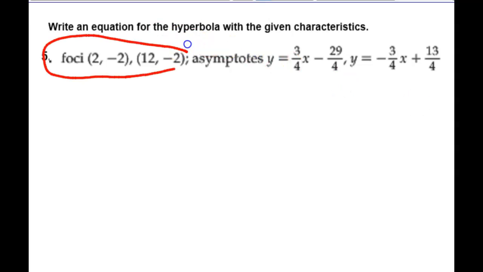Anybody remember what happens? All I really care about the asymptote is the slope, because they've put it in a different form. But the slope of an asymptote is either a over b or b over a. Do you remember that? Okay.